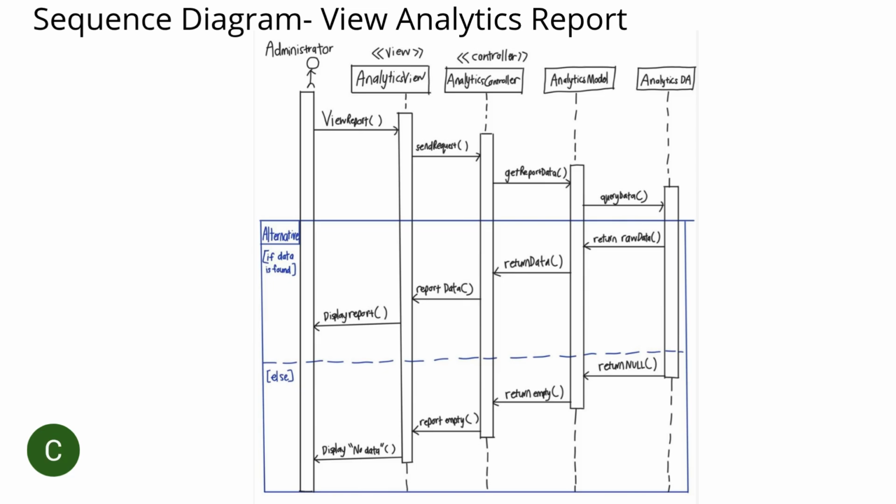For the sequence diagram of View Analytics Report, there are new classes added, which are the Analytics View, Analytics Controller, Analytics Model, and Analytics Data Access. The actor involved in this sequence diagram is the administrator. The administrator will go through in a sequence of view, controller, model, and data access. In an alternative flow, if the data is found, the system will return the report and display the data to the administrator. Otherwise, if the data is not found or invalid, the system will return the no message and display no data found to the administrator.